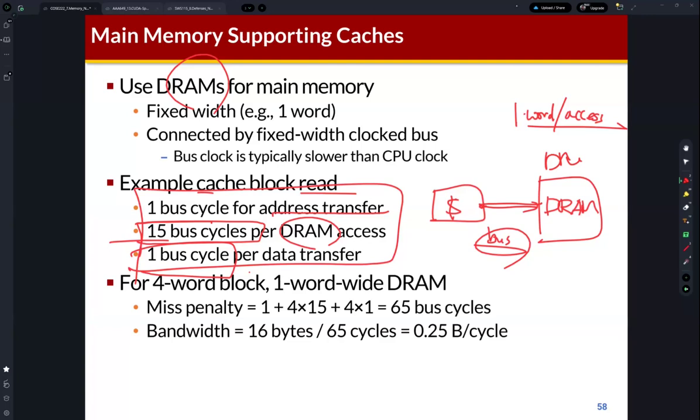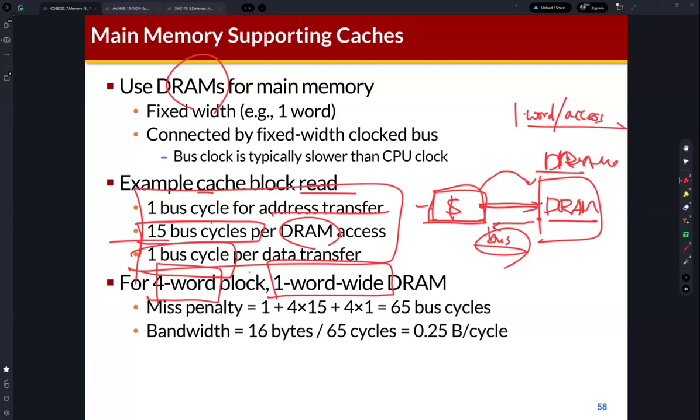And then in this example, the block size of the cache is 4 words, and the DRAM is 1 word wide. Then what is the miss penalty? When a cache miss is encountered in this cache, the request is given to the DRAM. We need to access the DRAM in order to fetch data, and then the data is transferred to the cache.